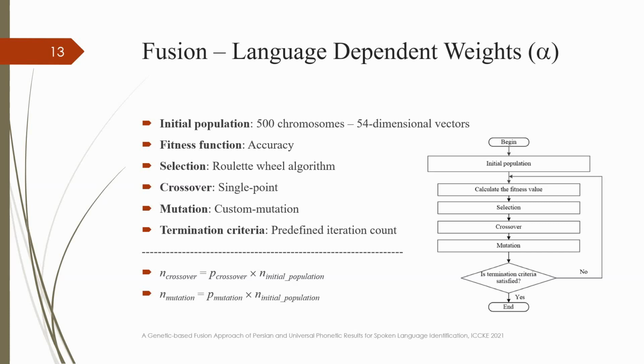The selection and mutation steps are done in a loop for a number of mutation times, which is equal to the probability of mutation multiplied by the initial population's number. After reaching the termination criteria, which is a predefined iteration count in our situation, we select the best chromosome, which has the optimal value of alpha for each language in our dataset.